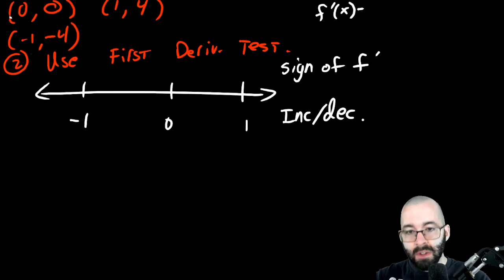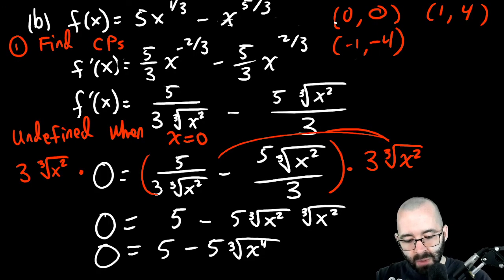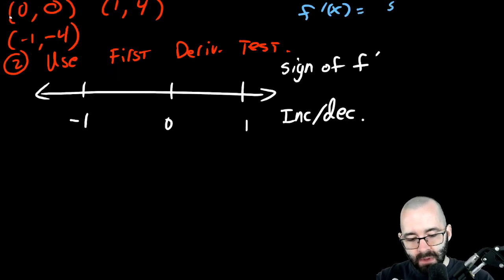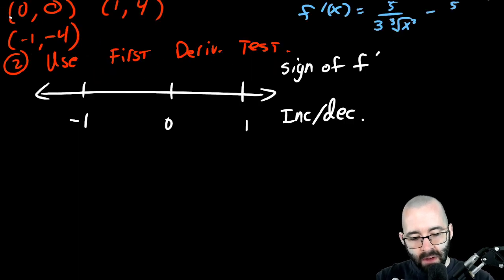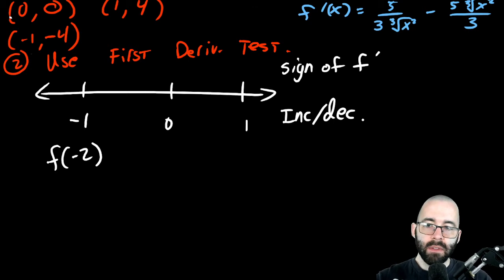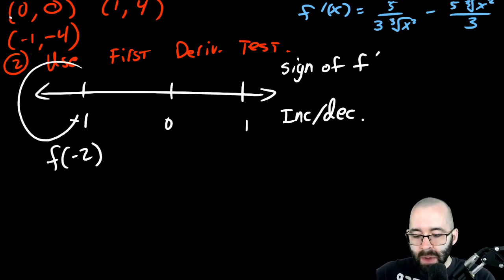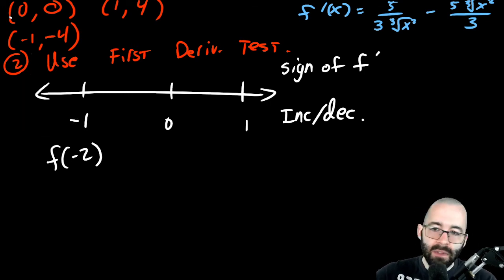So again, it can be useful. I should really be consistent with my colors to make things a little bit more manageable. It'll be useful, again, to remember what our derivative is, because we're looking at what is the sign of the derivative at different places. The derivative is 5/3 cubed root of x squared, minus 5 cubed root of x squared over 3. So we just want to look at the sign of the derivative at some point in an interval. So let's start by picking any point to the left of -1. I'm going to choose -2 because that's an easy point.